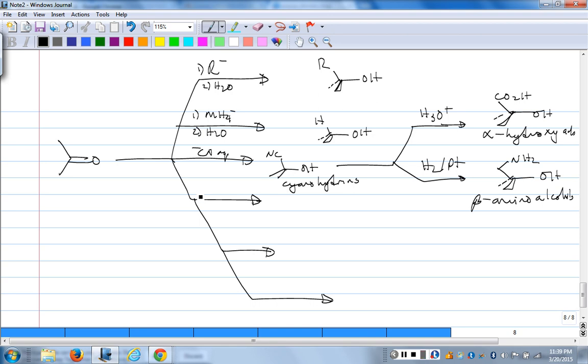Carbonyl compounds can also react with alcohols in the presence of acid. I'm going to put H plus for now. That gives rise to, we saw these earlier, acetals. They also react with ammonia and its derivatives. So I'm going to write ammonia and its derivatives as ZNH2. They give rise to compounds that have this formula.